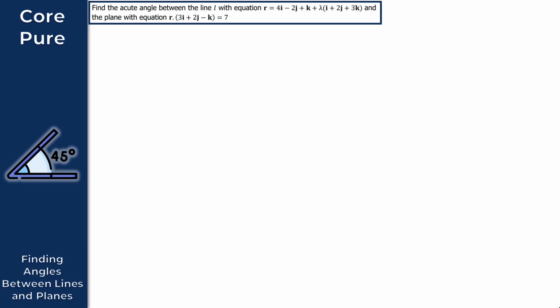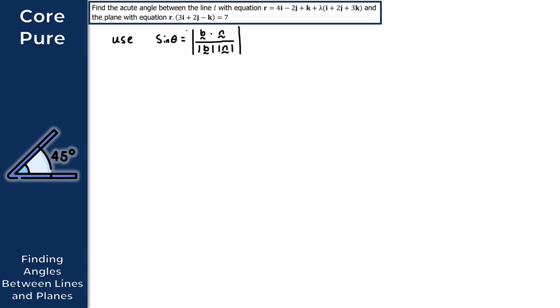So what do we have for question 1? Well, it asks us to find the acute angle between the line L with this given equation here and the plane with this given equation here. Because we're looking to find the angle between a line and a plane, we're going to use the following result: sine theta is equal to the modulus of b dot n, all over the modulus of b times the modulus of n.